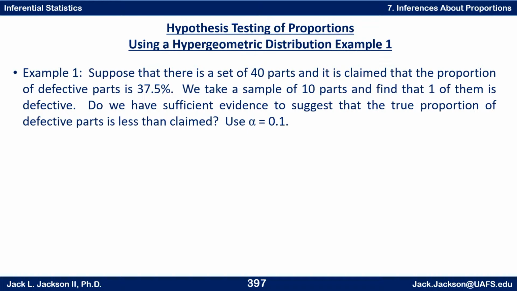Here's an example. Suppose that there is a set of 40 parts and it is claimed that the proportion of defective parts is 37.5%. We take a sample of 10 parts and find that one of them is defective. Do we have sufficient evidence to suggest that the true proportion of defective parts is less than claimed? Use an alpha level of 0.1.